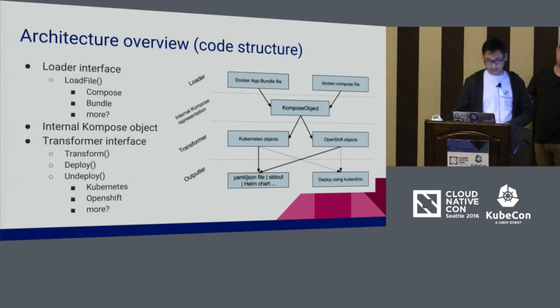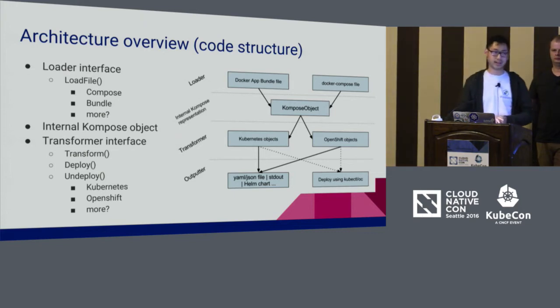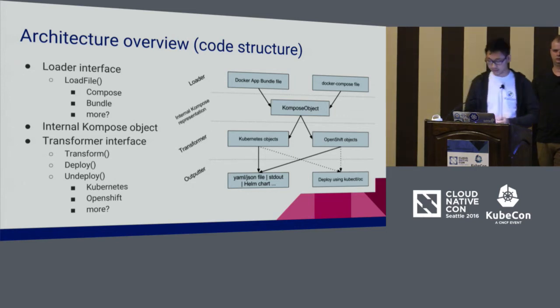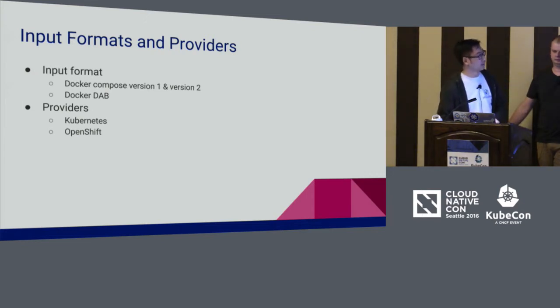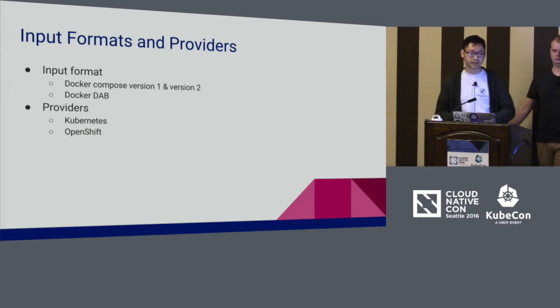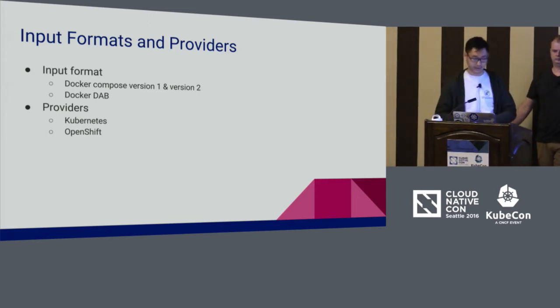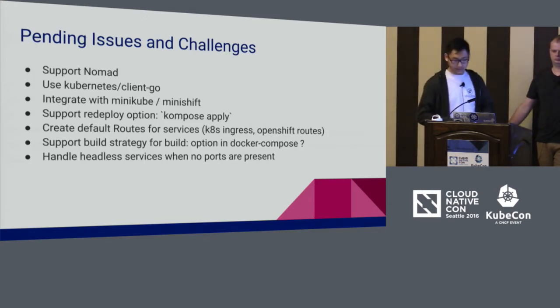So it means that the code architecture is quite clear and easy for people to get in and implement more input formats and outputs. Currently, we support Docker Compose version 1 and 2, and also the Docker bundle format, and 2 providers, 2 outputs: Kubernetes or OpenShift. We have a lot of issues, actually.